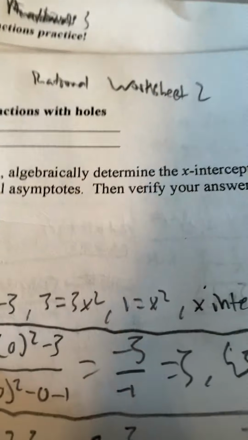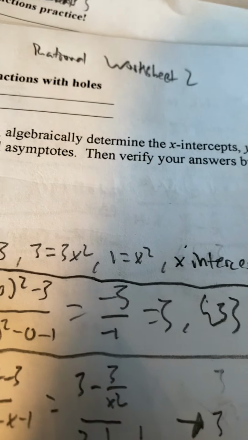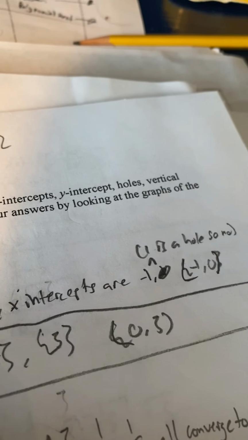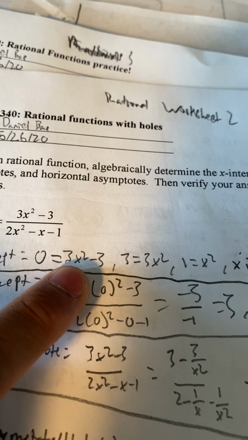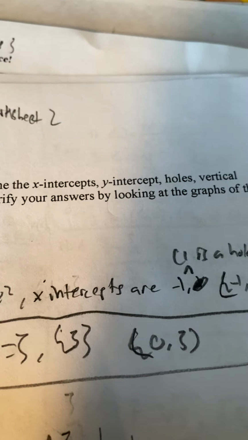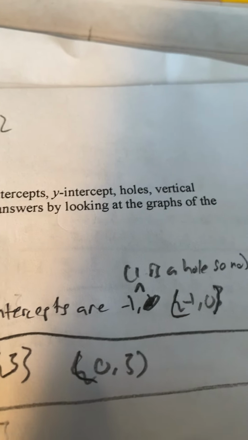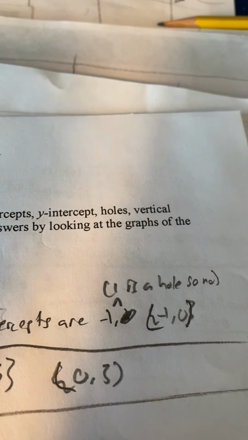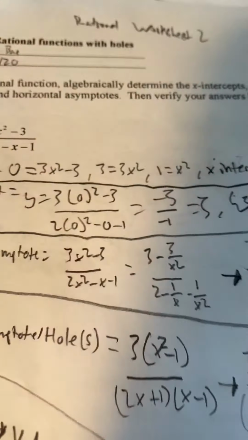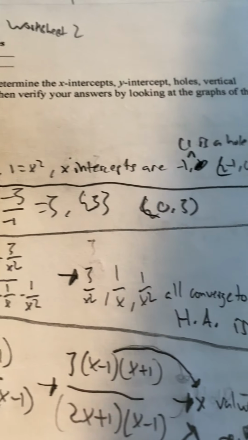So x-intercept, remember you just set the numerator to 0, and you get 3x squared minus 3 equals 0, 3 equals 3x squared, 1 equals x squared. The x-intercepts are -1 and 1. However, I found out later that 1 is a hole, so it doesn't work. So the only x-intercept is -1, 0. For y-intercept, you set x to 0 in the entire equation, you solve, and you get 3. So 0, 3.